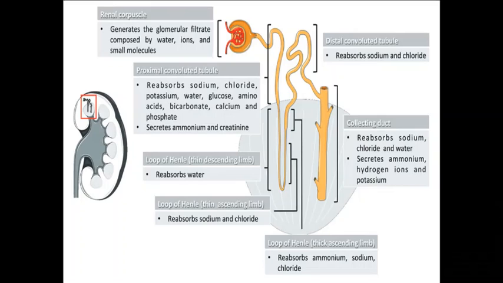Then after the proximal convoluted tubule, the loop of Henle, mainly the thin descending limb, is responsible for reabsorption of water.